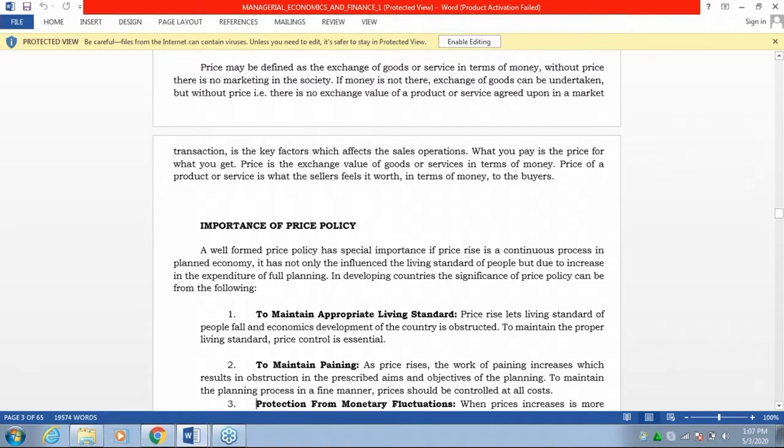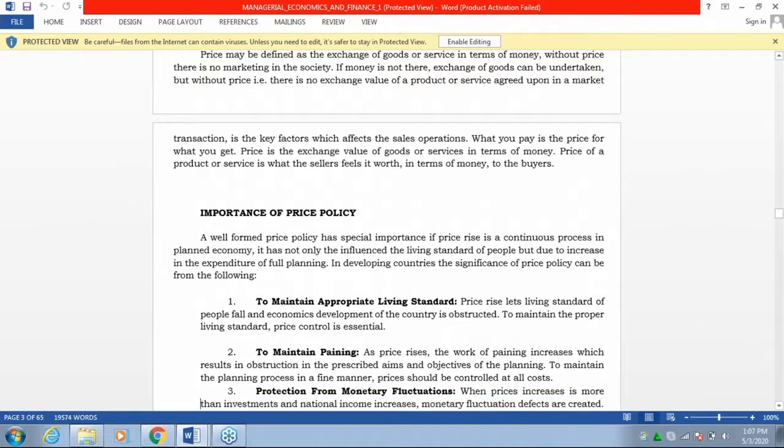Yes, when the price increases, investment and national income increase. So monetary fluctuation defects are created, and to remove them, appropriate price control is required. Then, establishing balance in demand and supply.